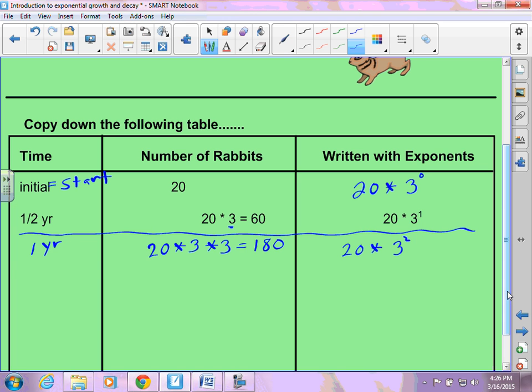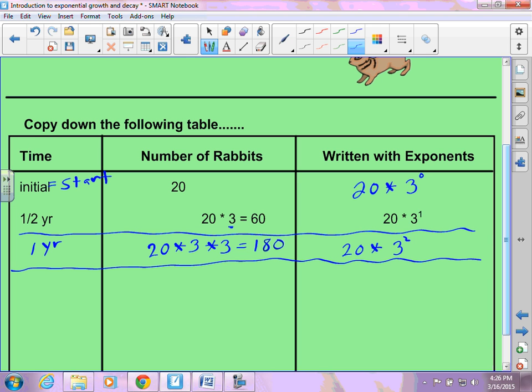Now, we're not taking into account that, you know, we have triplets amongst the litter. We're not taking that into account. We're also not taking into account that some of the rabbits died. We're just saying that it's just basic population. Right? All right, so 1 year went by. How about a year and a half? Let's take a look at this.